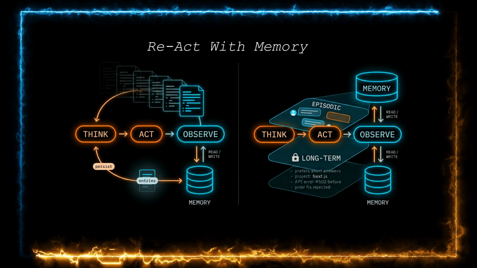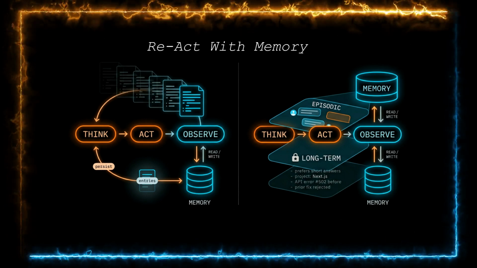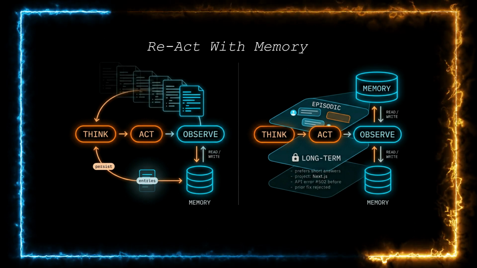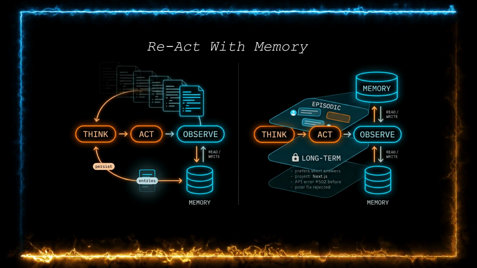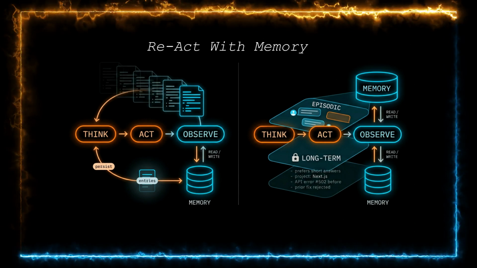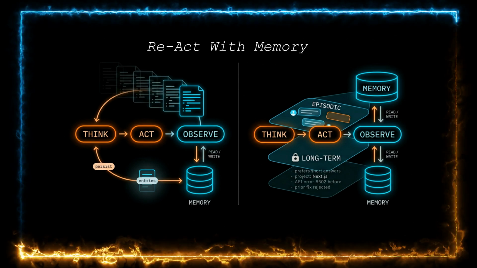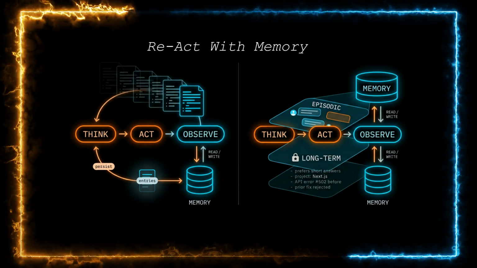For example, the user prefers short answers. This project uses Next.js. This API failed before with this error. The previous solution was rejected. Memory helps agents work over longer sessions. It can reduce repeated questions and repeated tool calls.